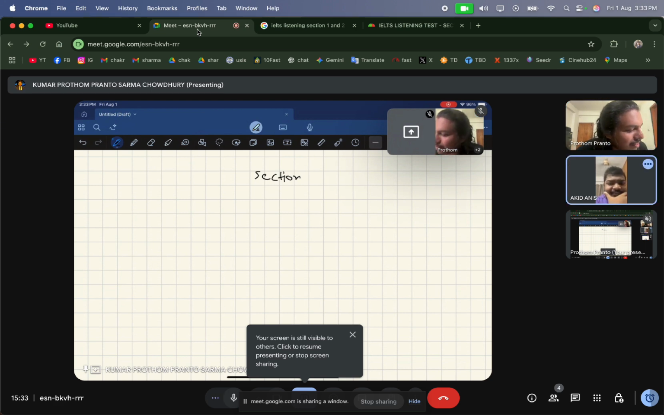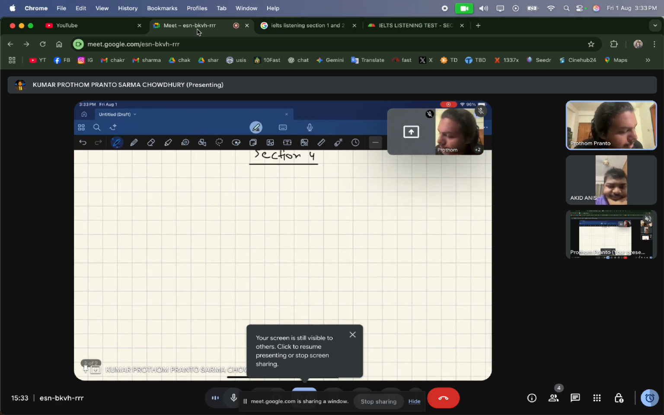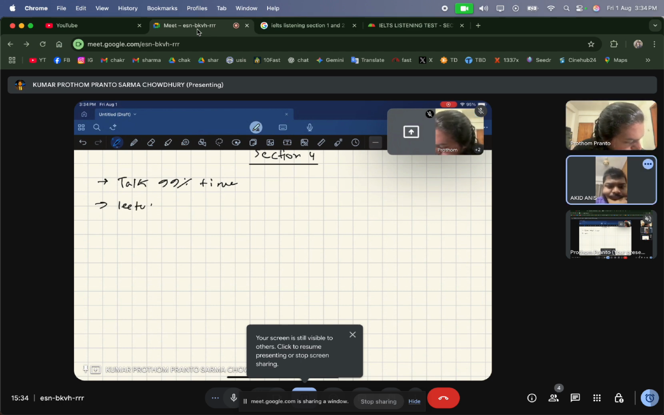Section 4. So section 4 is interesting. It's a talk most of the time, 99% of the time. It's a talk about a particular thing. It can be a lecture.